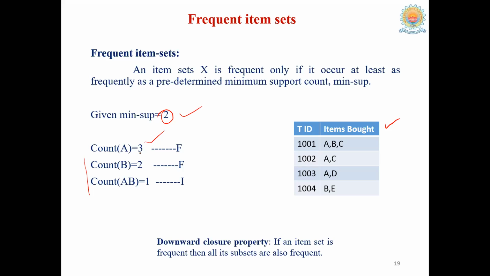Since the count of A satisfies the minimum support, it can be referred to as a frequent item set, and this is also a frequent item set. Whereas the count of AB is less than the minimum support count, so it is not frequent. This is an infrequent item set. Like this, we can find the frequent item sets. And here we need to discuss the downward closure property. If an item set is frequent, then all its subsets are also frequent. Remember this. This is the downward closure property.